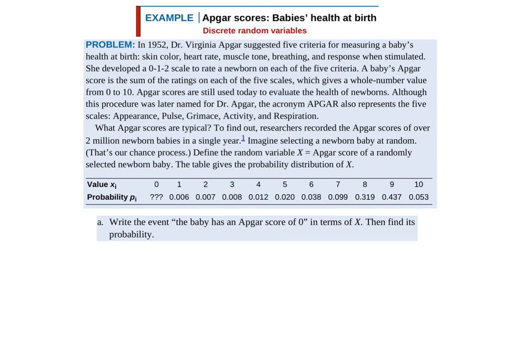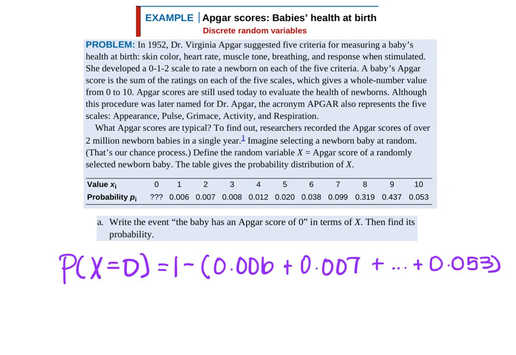5.3% chance. So let's write the event: the baby has an Apgar score of 0 in terms of x, then find its probability. So how we write that probability is P of x equals 0. I also forgot to mention that normally our random variable x is a capital X. It's okay if you wrote a lowercase, but we'd have X is equal to 0. And so in order to find this 3 question mark thing, I'm going to add up all of these probabilities and subtract it from 1, because remember, all these probabilities should add up to 1, or 100%.